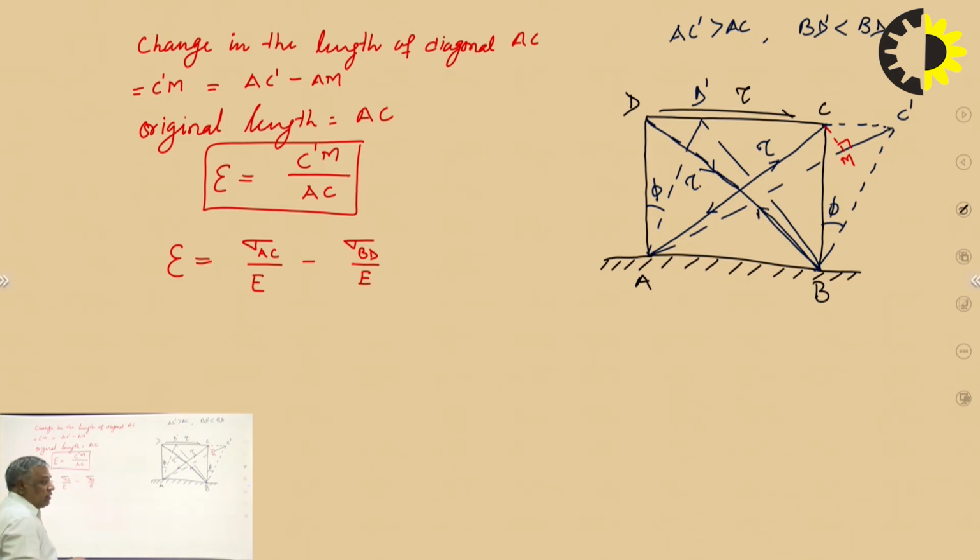AC and BD are mutually perpendicular planes. So I consider AC as the longitudinal direction, then BD direction will be considered the transverse or lateral direction. And I have discussed that sigma BD is negative, or compressive in nature.